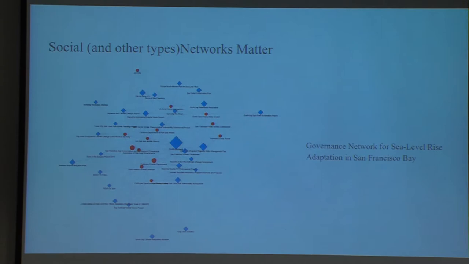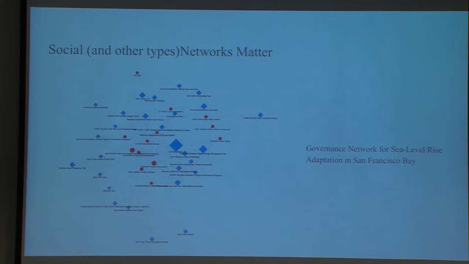Where are we, in my view, and the sorts of work that I do? Well, I think one of the things where we are with computational social science is coming to a recognition that social networks and other sorts of networks do matter. But exactly the conditions under which they matter is one of the things that we still need to work on. So this example here is a picture of democracy. I mean a picture of sea level rise adaptation in San Francisco Bay, which is actually, if you look at all policy systems, is the mess that democracy produces.